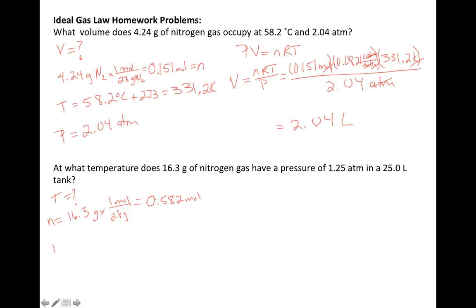And it has a pressure of 1.25 atmospheres. That's supposed to be a 5. And volume is equal to 25.0 liters. Okay, so we again start with PV equals nRT, and we want to isolate T by itself, so T is equal to PV over nR.